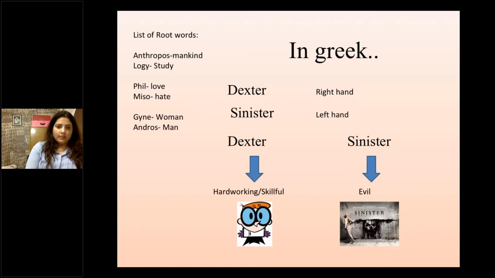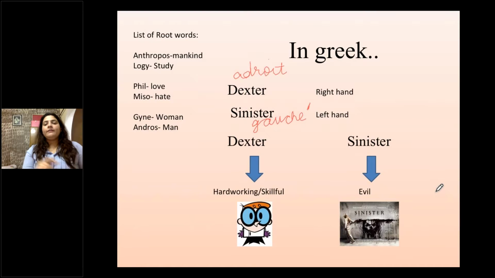In French, so you've read the Greek words, so let's see the French words as well. Right hand is called adroit. Okay, adroit. And left hand is called gaucher. Gaucher. Very good, Hardik. Adroit and gaucher. If you see something, I have put a small apostrophe kind of thing on the letter E.